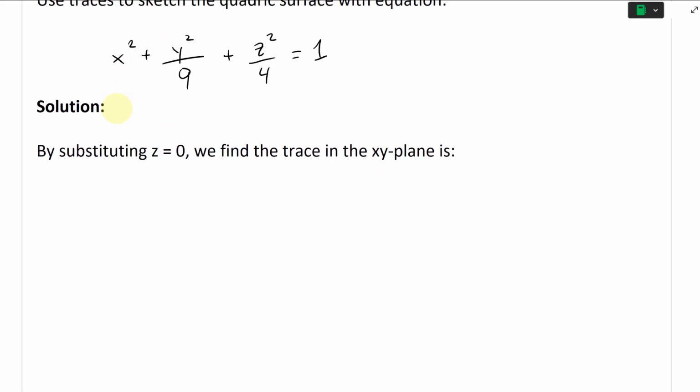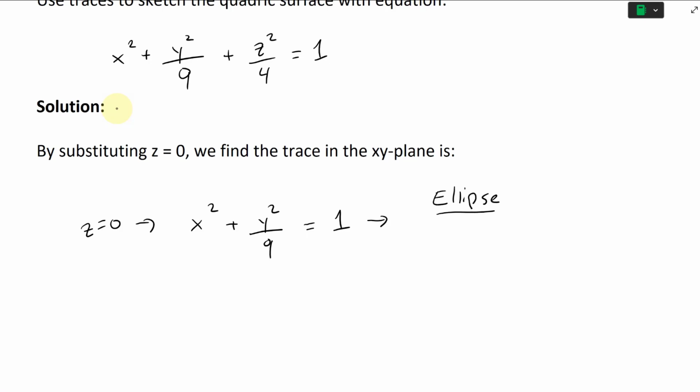And let's look at this. If we plug in z equals 0, we're going to get x squared plus y squared over 9 equals 1. And this is just an ellipse, actually. This is just going to be an ellipse. We'll put that on top here. Ellipse. So you can see how it's written.